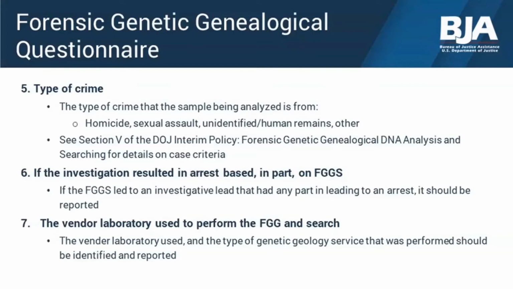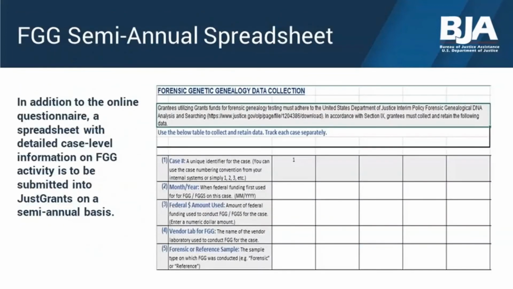Question 6 is going to ask if the investigation resulted in an arrest based in part on the FGG analysis performed. If analysis and searching led to an investigative lead or information that led to an arrest in the case, we would report that information. Number 7 would be to report the vendor laboratory used to perform the FGG and search.